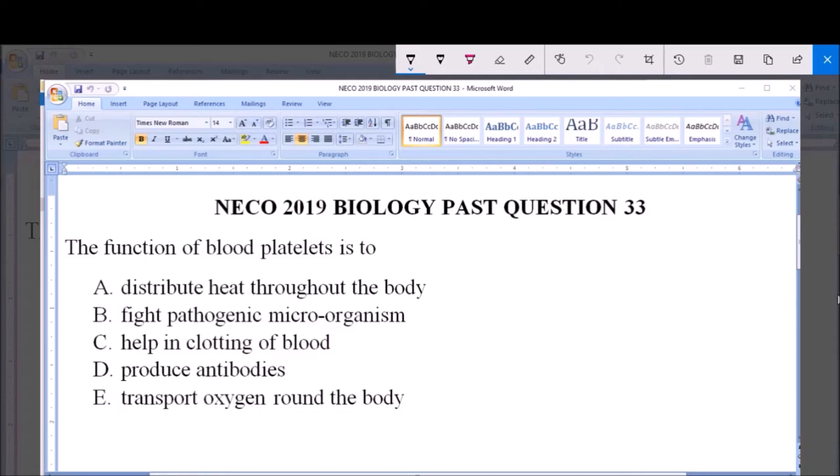The function of blood platelets is to A, distribute heat throughout the body, B, fight pathogenic microorganisms, C, help in clotting of blood, D, produce antibodies, and E, transport oxygen around the body.